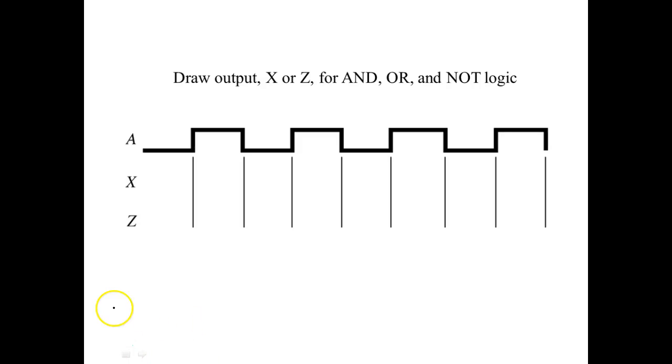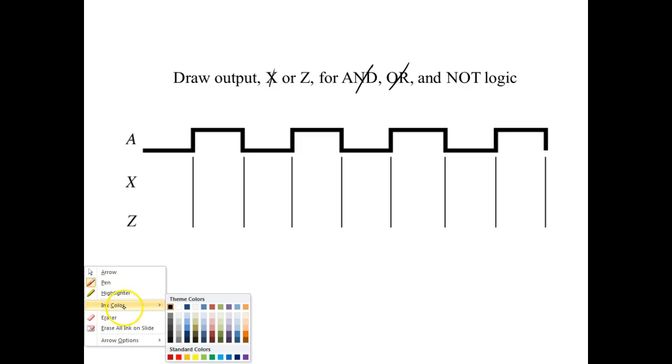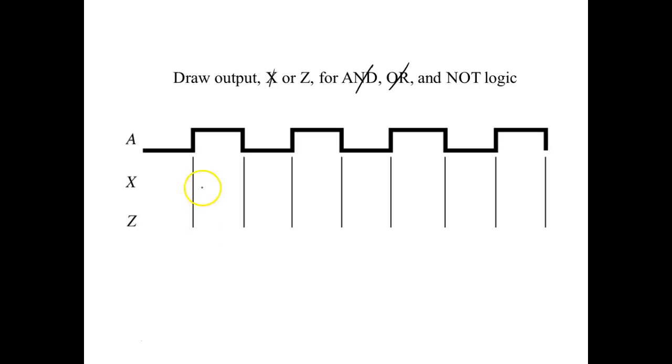No, we can't do an AND or an OR. I don't know where this came from because we only got one input. We can do an inverter, right? So what would the inverter look like? What would the output of the inverter look like? So let's start off with A. Yeah, that's exactly right. It's just going to be the opposite of the input.